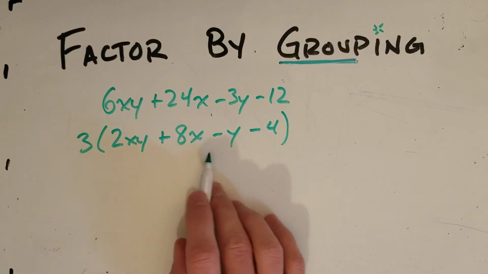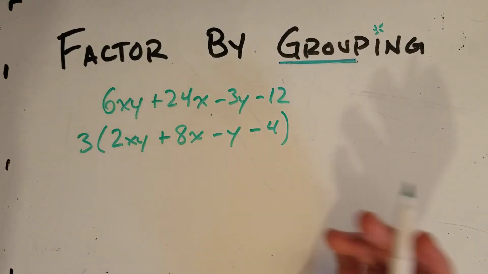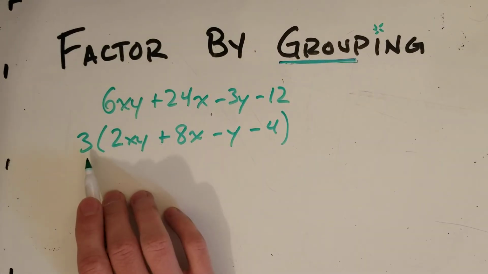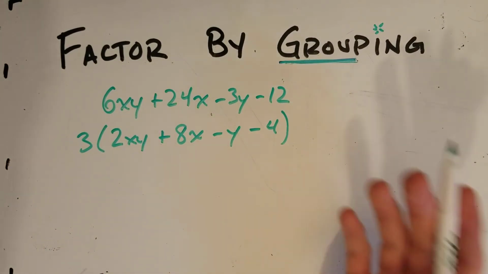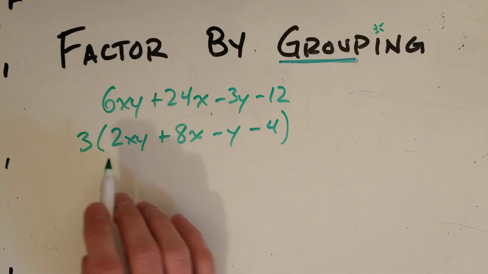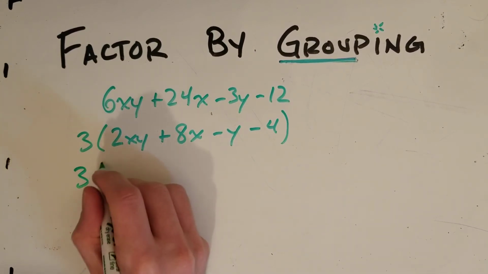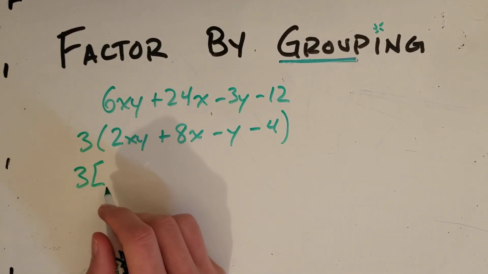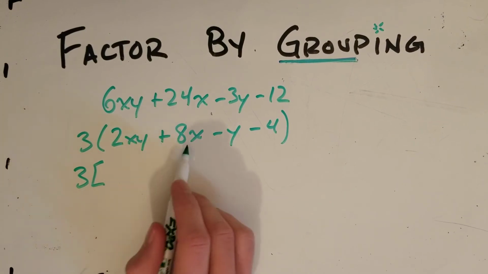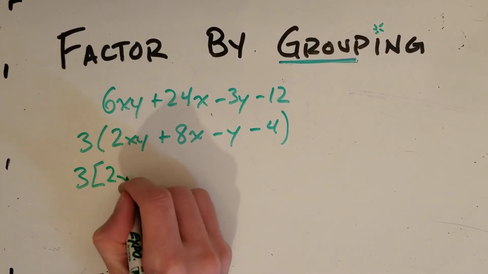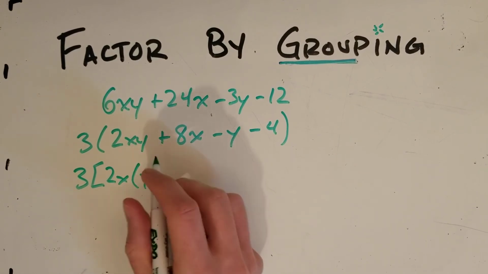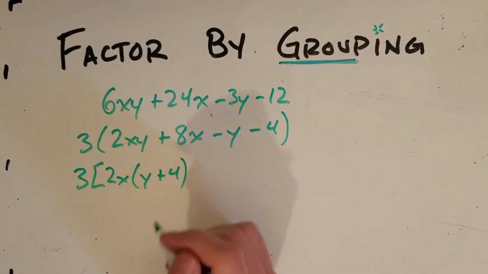And now we're left with 4 terms. So if we can't factor any further, then we're done. We just have the 3 as a GCF. But we should check to see if we can use grouping when we have 4 terms. So let's try. If it works, I'll use a nice little bracket here. First 2 terms, 2xy and 8x, well, they have a 2x in common. And we're left with y plus 4.